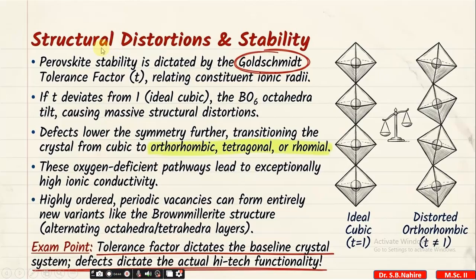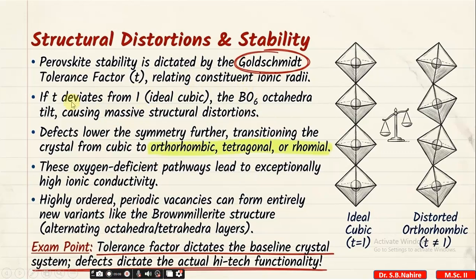Now let us understand structural distortions and stability in perovskites. First point, perovskite stability is dictated by the Goldschmidt tolerance factor denoted by t. This factor relates the ionic radii of the constituent ions in the structure. In simple words, it tells us whether the ions fit properly in the crystal lattice or not.